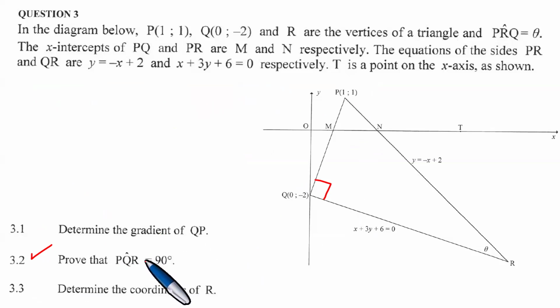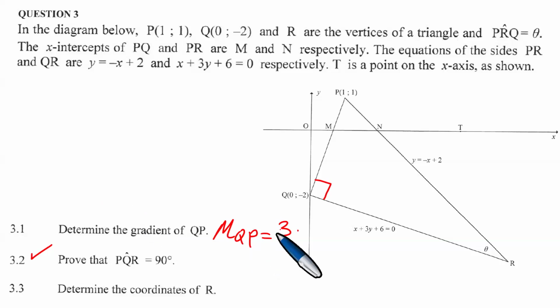Right, so there are a couple of ways to do this, but we already know something. What do we know? We already know that the gradient of the line segment PQ equals 3. Because PQ, or rather QP, is just a line segment with endpoints clearly defined. And we want to prove that the angle PQR equals 90 degrees. How do we show that?